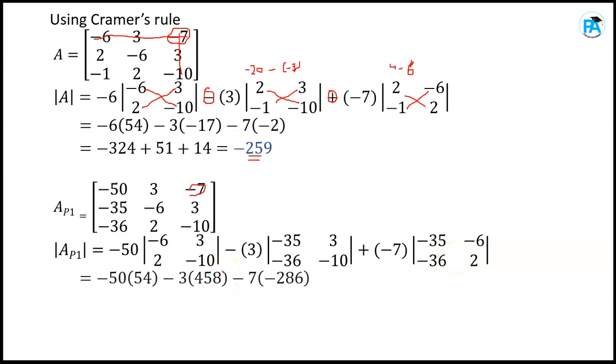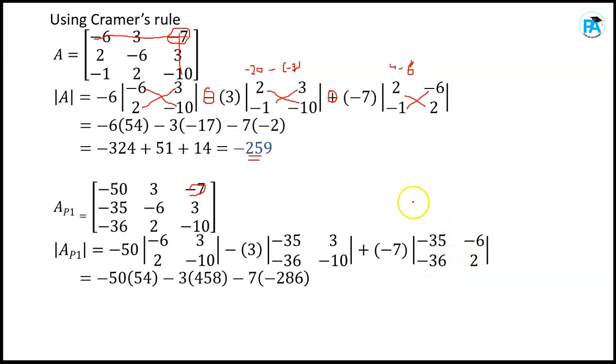Then you have negative 50 multiplying. So this times this minus this times gives you 54, isn't it? Minus 3. That's negative times 3 is minus 3. Now, negative 35 times negative 10 minus into bracket negative 36 times 3. It gives you positive 458. Minus 7. You know, positive times negative is negative, okay? Times negative 35 times 2 minus negative 36 times negative 6.